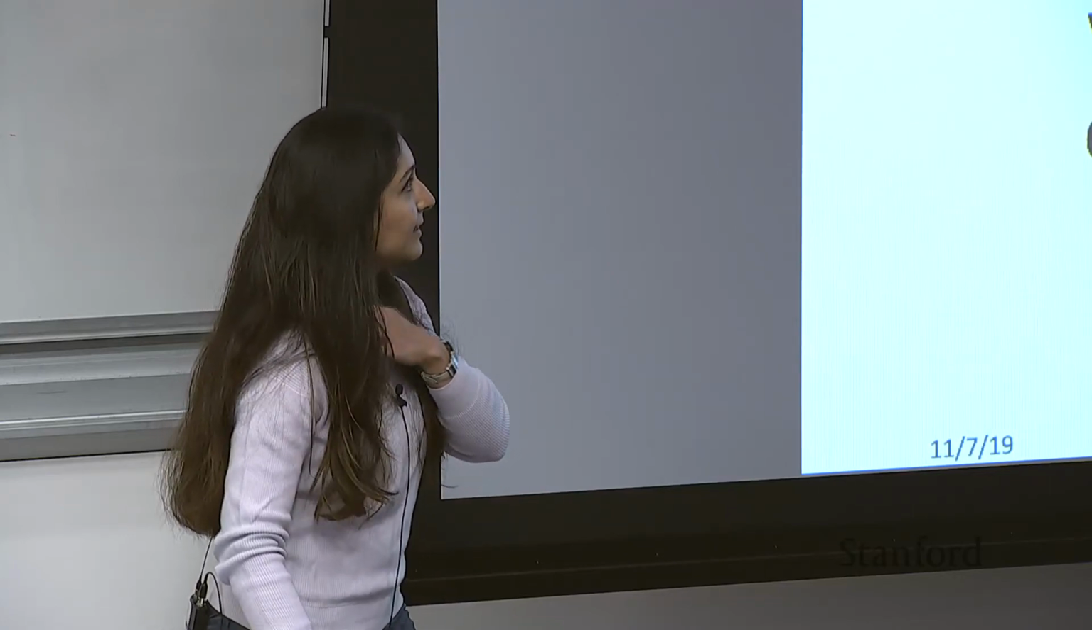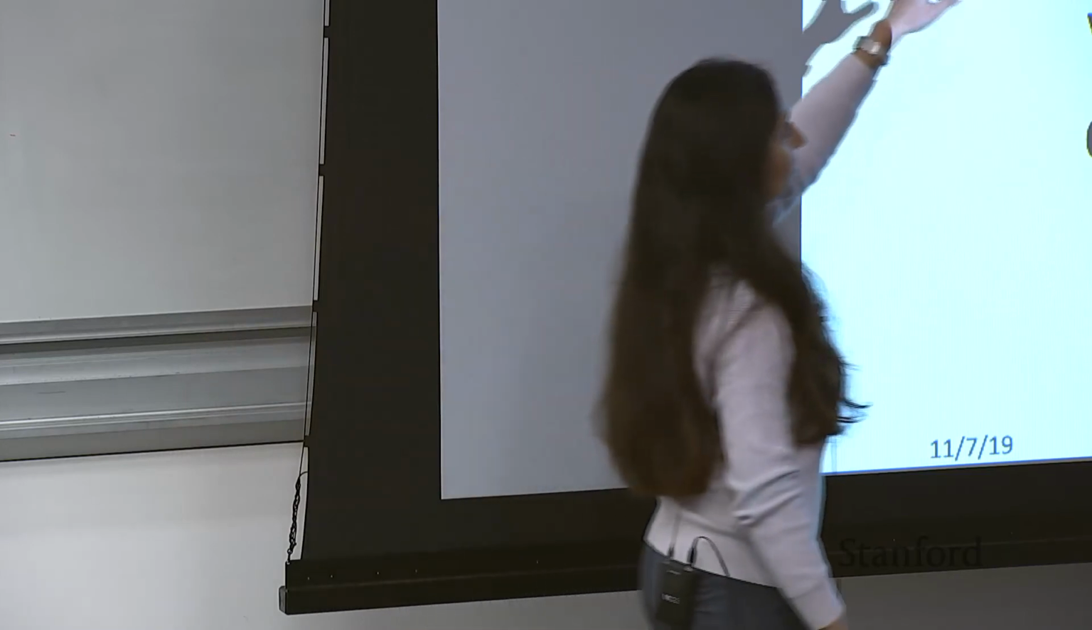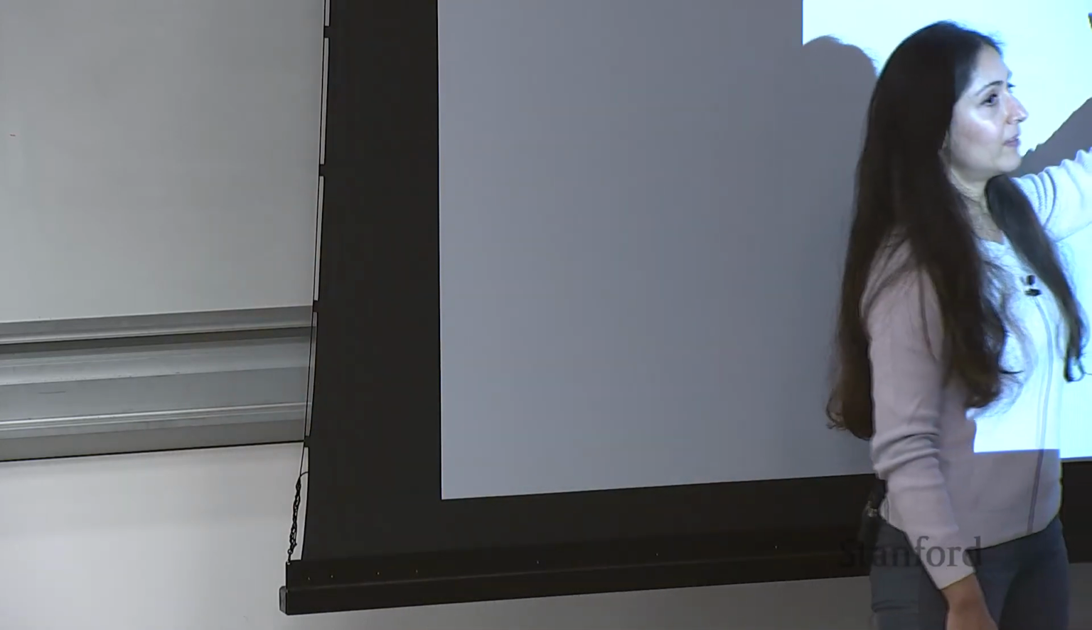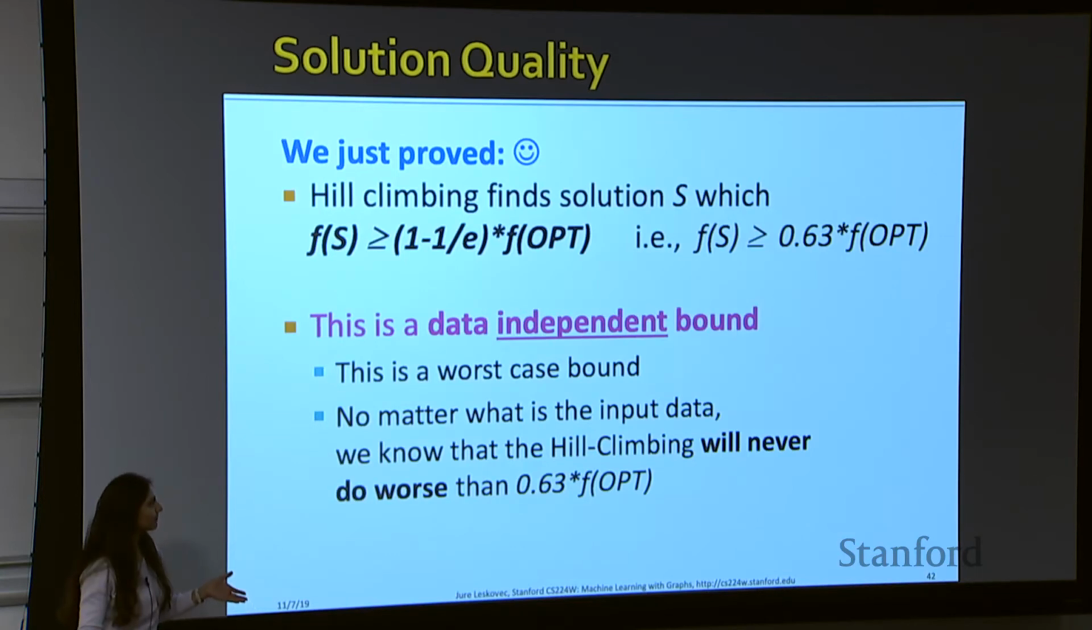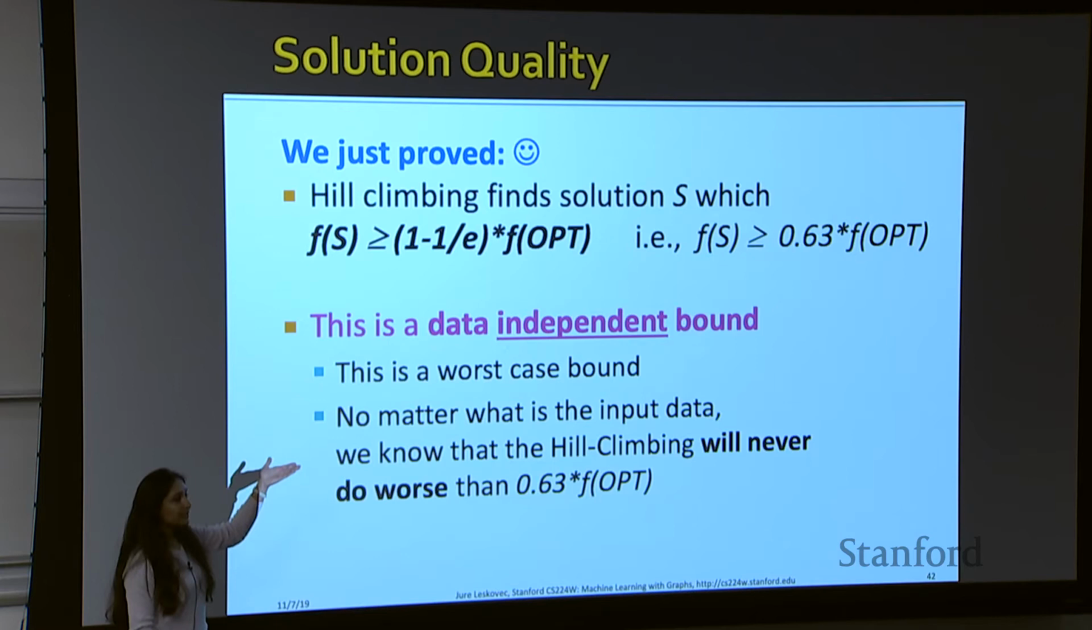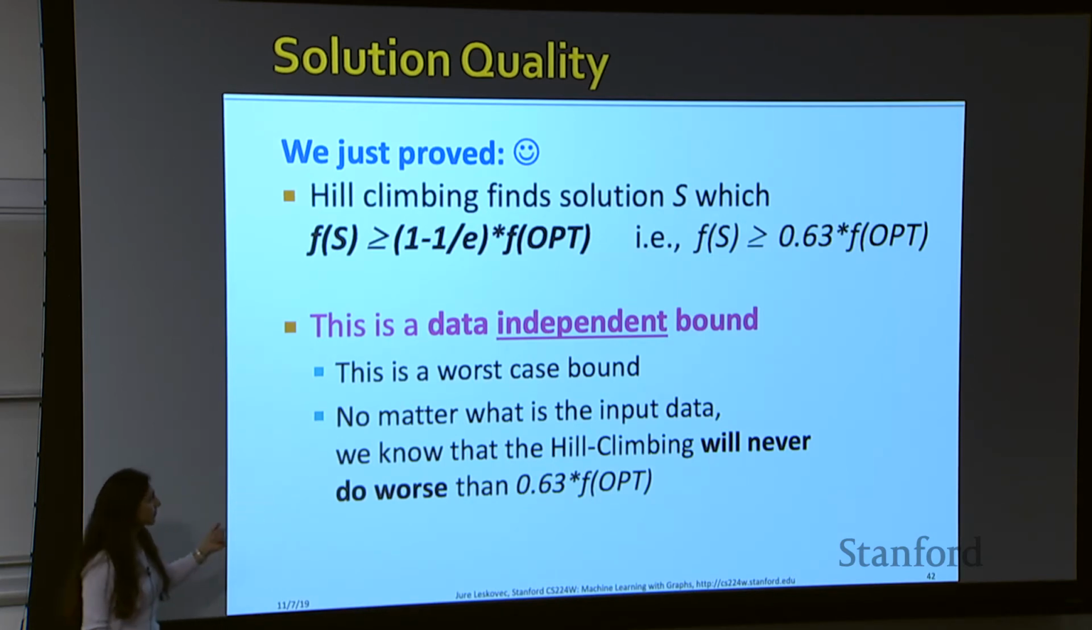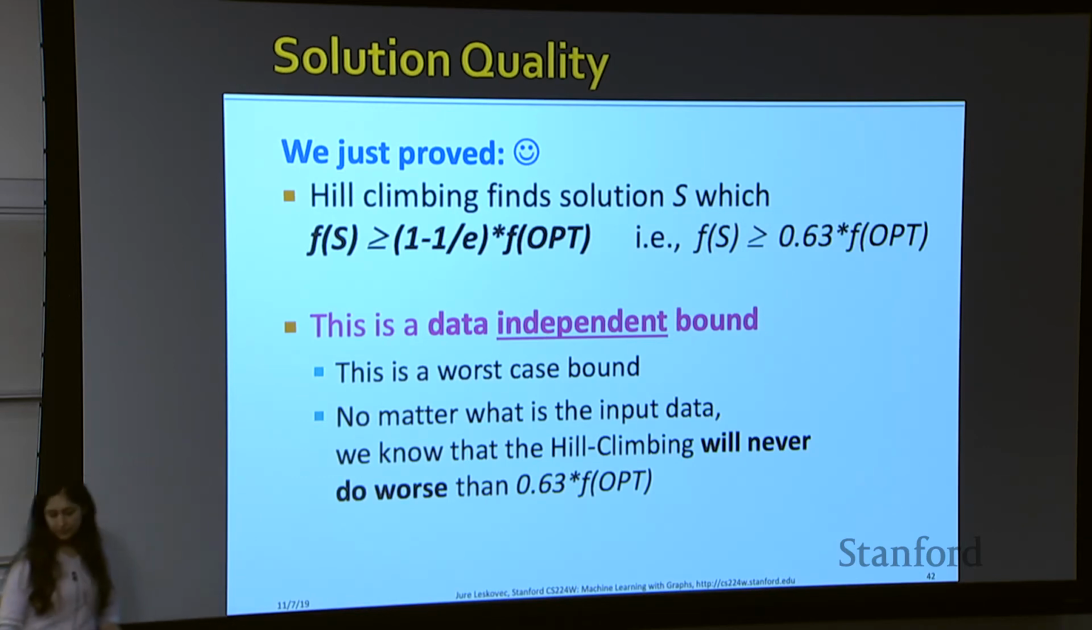Okay, so this bound, this 63% is data independent, meaning that this is the worst case for all the networks that you can have. So usually, as I said, you get something much better than this. If you can calculate the optimal solution, you will see. But no matter what the graph is, we know this is the minimum that we get from greedy. So we are kind of happy with this.